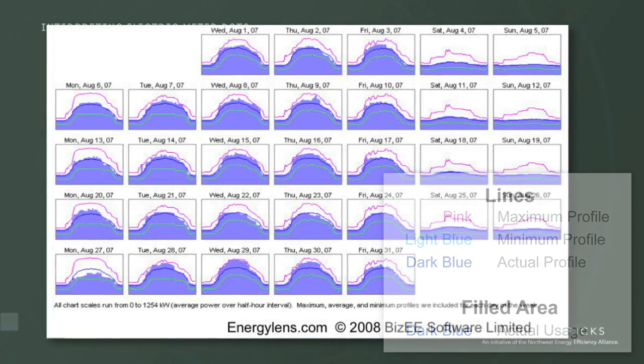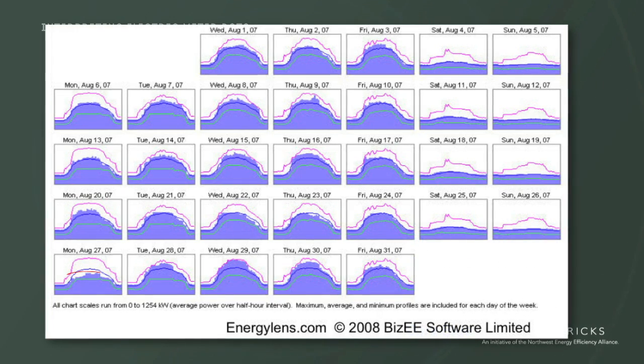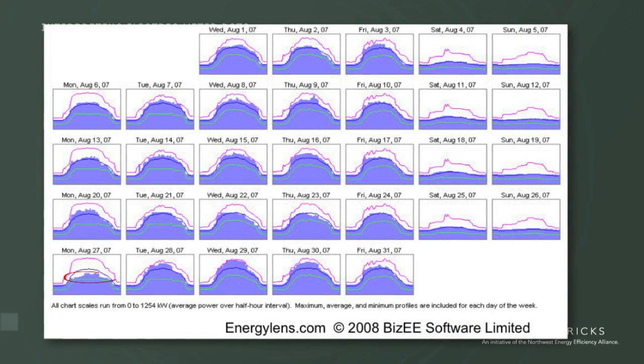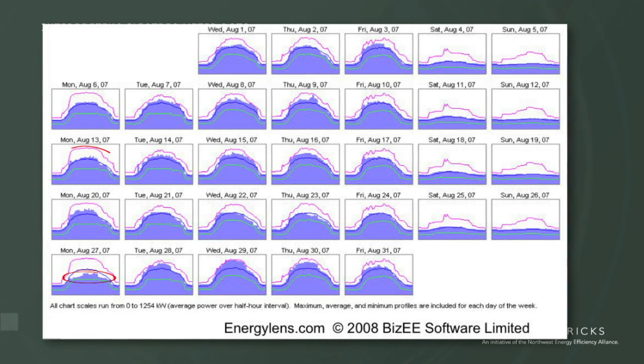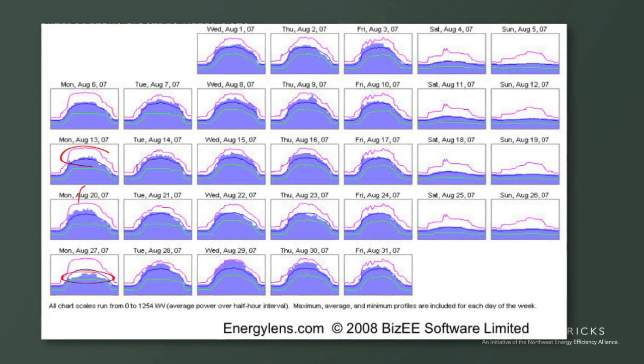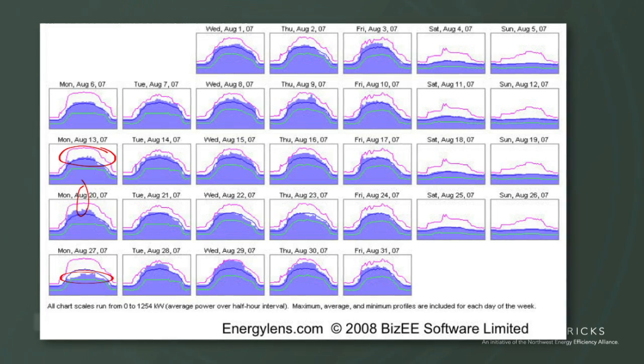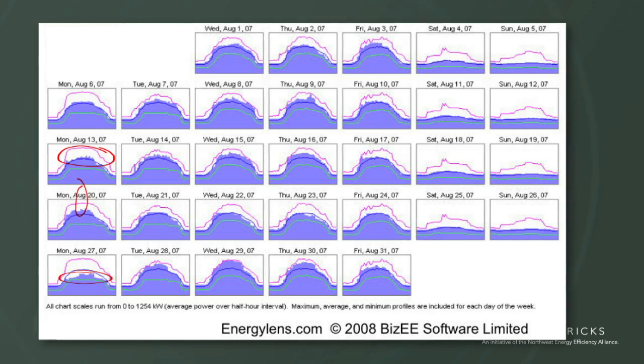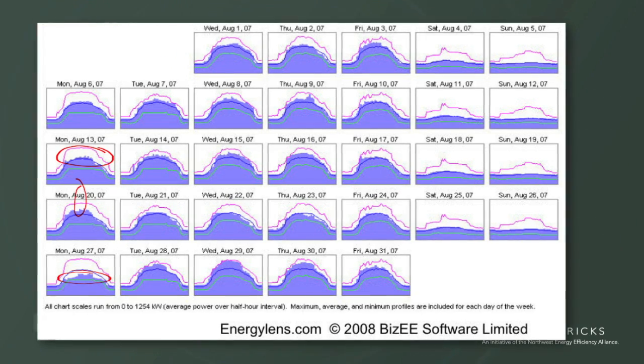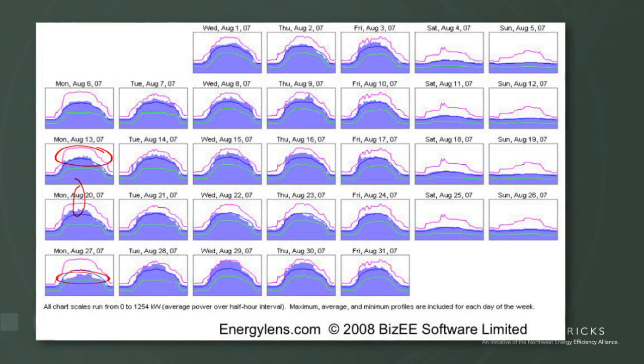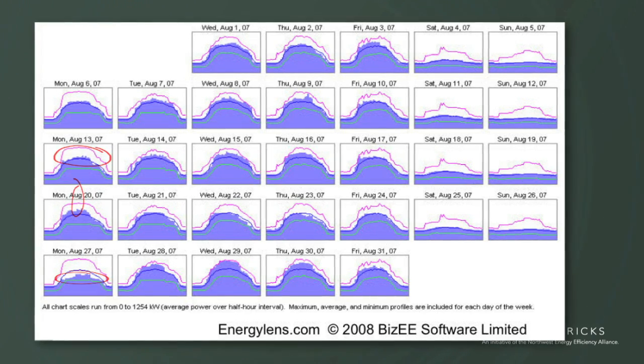In this case here, you can see that this is the lowest minimum profile for a Monday. Here's the average profile, and here's the peak day profile for the period of time you have selected. You can look at these values and see the darker blue area profile that's filled in is the profile for the specific day you're looking at.